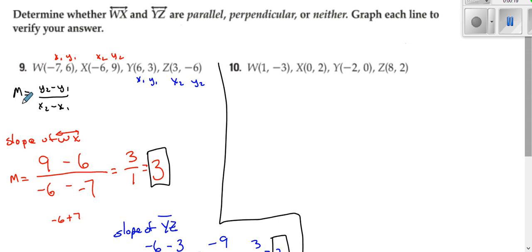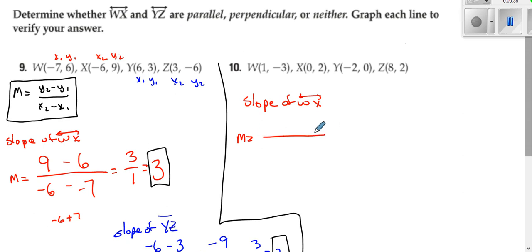The slope formula I actually have over here from the last question I did. Slope is y2 minus y1 over x2 minus x1. So I'm going to do the slope of WX in red. Slope formula: m equals y2 minus y1 over x2 minus x1. One of the things you can do is label these: this is my first x, this is my first y, this is my second x, this is my second y. Now let's put these numbers where they go.